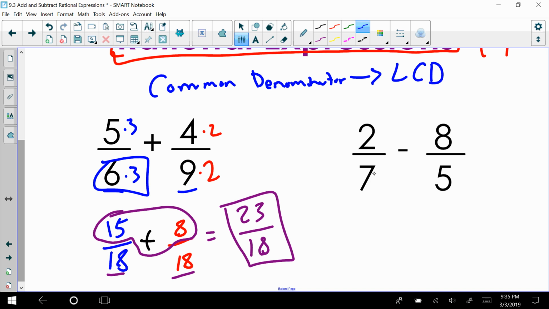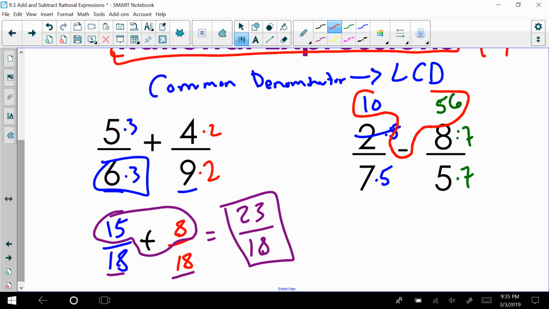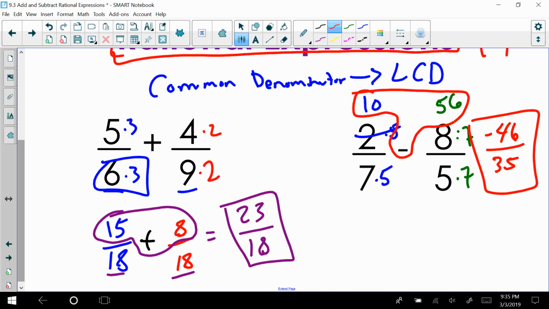Okay, same type of thing over here. Sometimes the first thing they hit is their multiplication, right? So I'd have to multiply this one by 5, this one by 5, which would make this 10. This one by 7, this one by 7, which would make this one, well, 7 times 8 is 56. Now, you usually get pretty clever at this when you're a kid, right? 10 minus 56 would be negative 46 over, it's 7 times 5, so that's 35. Do those share anything? I don't think so. And there's our answer.